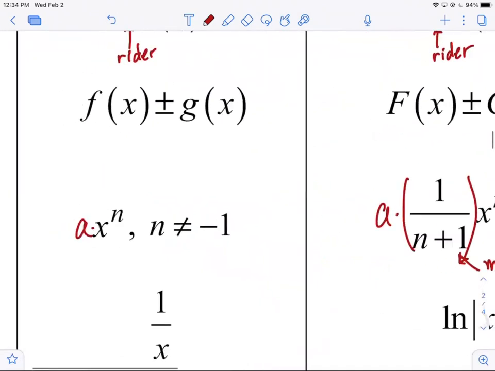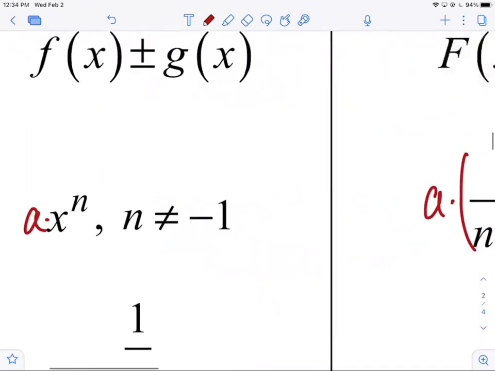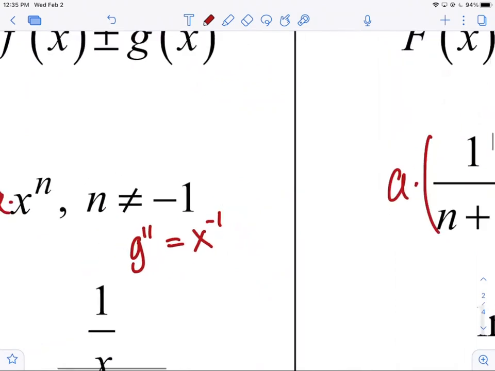Now, notice it says when n is not equal to -1. You can't tell me what to do. Table of antiderivative formulas. I'm going to try it. Let's say the function is x to the negative first. I'm going to call this one G double prime. Okay. If G double prime is x to the negative first, then what would be the antiderivative of the left side?